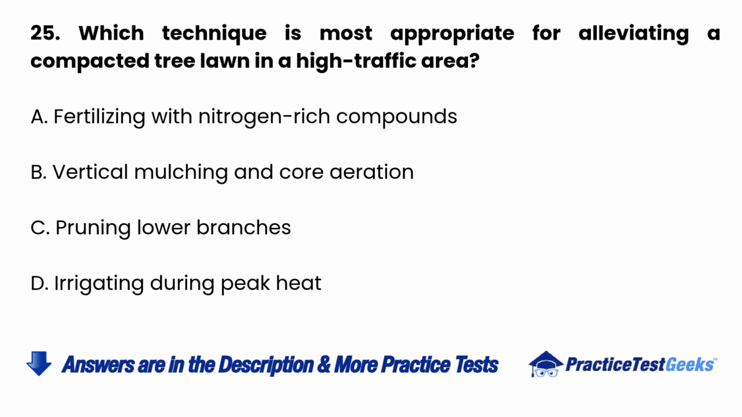25. Which technique is most appropriate for alleviating a compacted tree lawn in a high-traffic area? A. Fertilizing with nitrogen-rich compounds. B. Vertical mulching and core aeration. C. Pruning lower branches. D. Irrigating during peak heat.